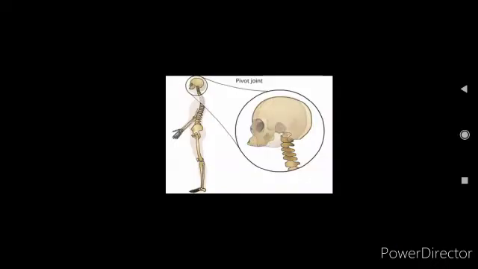Students, the next type of joint is the pivot joint. This joint is where the skull meets the top vertebra, and it allows you to bend your head up and down and sideways. All of you see here in this picture.